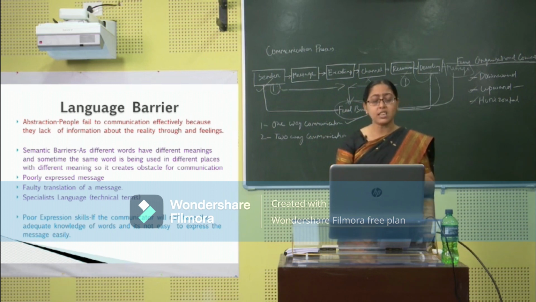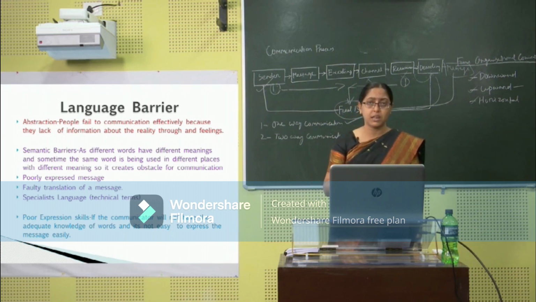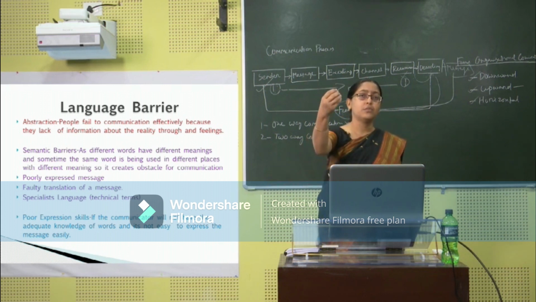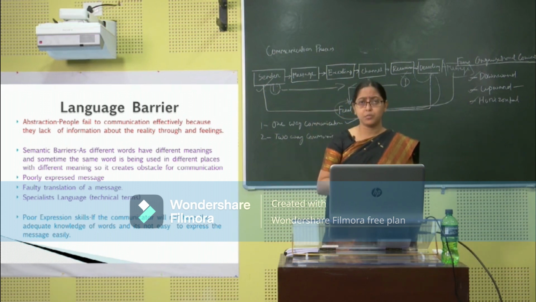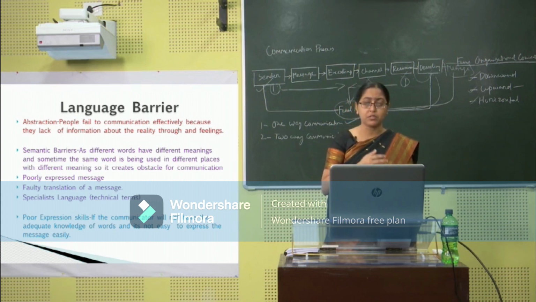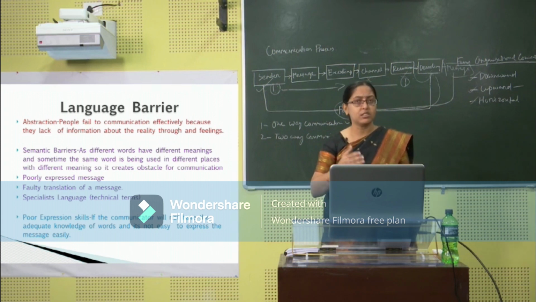Then faulty translation of a message. When the message is not properly understood by the receiver, then automatically there will be a faulty translation, and when that is transmitted to the other person, it hampers proper communication. That will hamper the message formulation, and it will not reach the receiver.